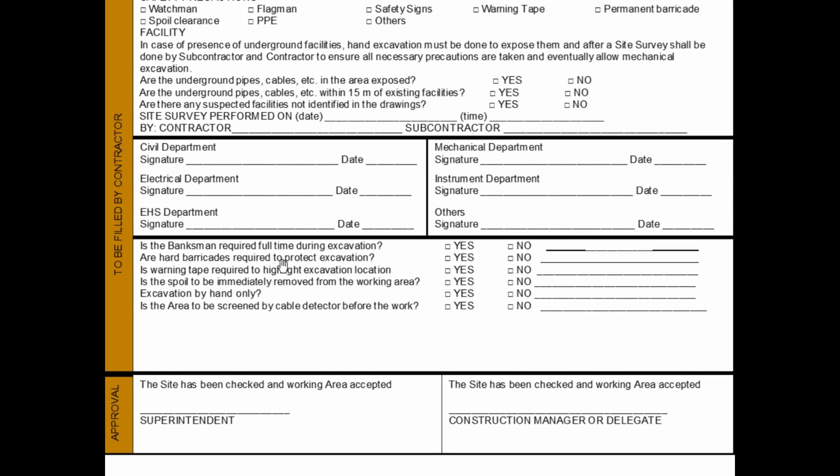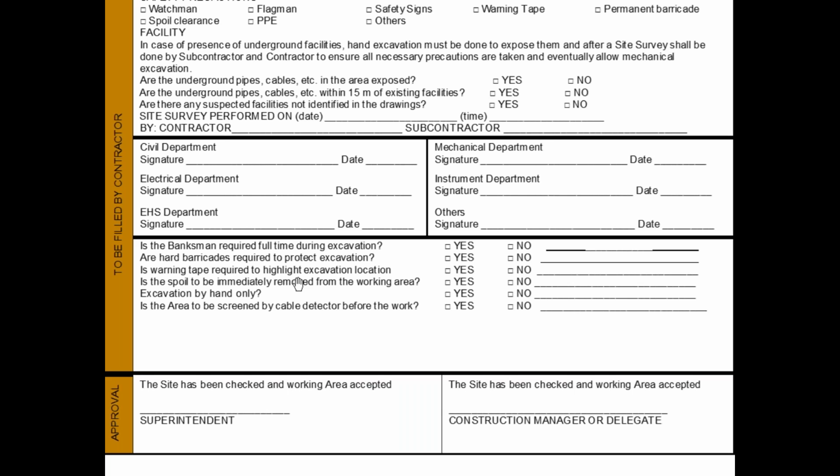Then, is the banksman required full time during excavation? Are hard barricades required to protect the excavation? Because these things depend on your conditions and your work. Suppose the work is for 30 days, 40 days, 50 days, etc., then you can go for permanent, hard barricades. If it is for some minutes or some hours, then you can go for temporary barricades.